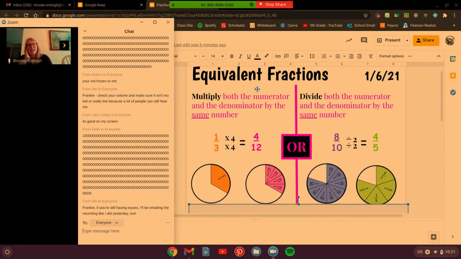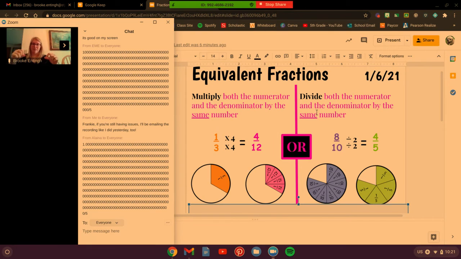So for equivalent fractions, multiplying and dividing by the same numbers. So that's the biggest thing, fifth grade. If you are going to be multiplying or dividing that numerator on top by a number, you have to do the same exact thing to the denominator.